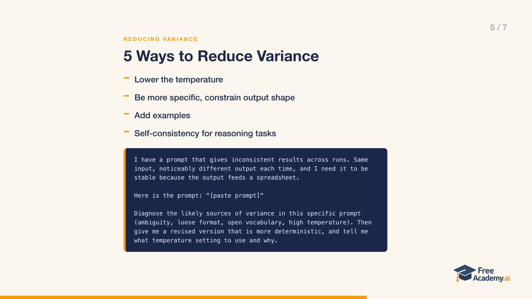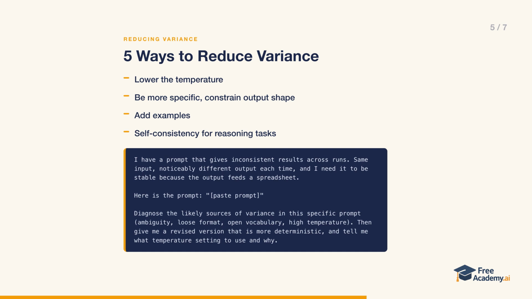Sometimes the issue isn't which prompt wins, it's that one prompt is inconsistent, great one run, mediocre the next. A few techniques tighten that up. Lower the temperature, the setting that controls randomness. For extraction, classification, or anything a machine consumes downstream, run it low. Be more specific. Ambiguity is what lets the model make a different choice each run, so nail down the format, vocabulary, and rules. Constrain the output shape with fixed fields or an enum instead of free-form prose.